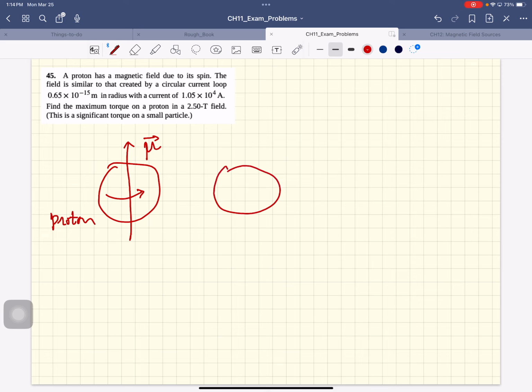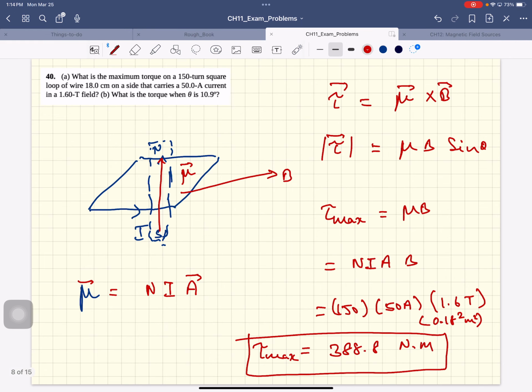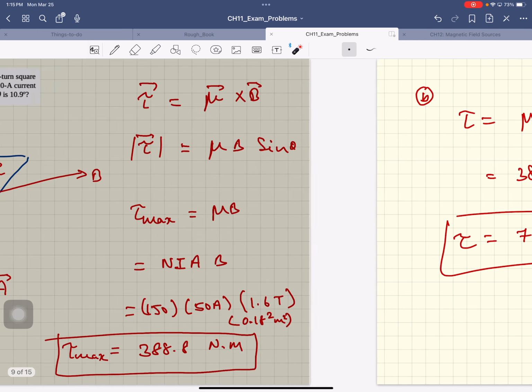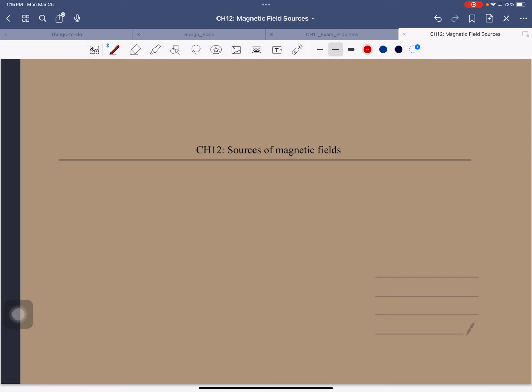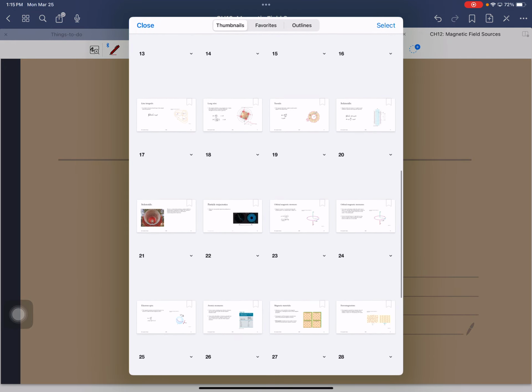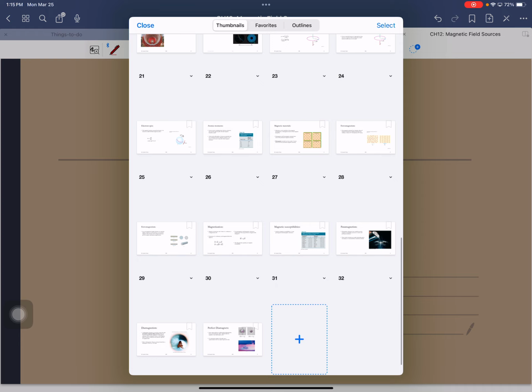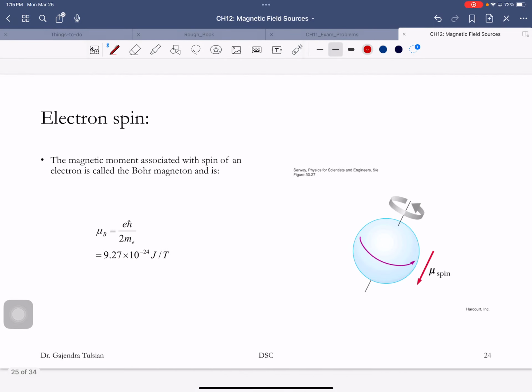If you have an electron that is spinning like this, it spins in the opposite direction. And the strength of the magnet: for a current carrying loop, the strength of the magnet was N times, what was N? The number of loops, I times A. For a spinning electron, it's e, the charge, times h bar, divided by 2 m_e.